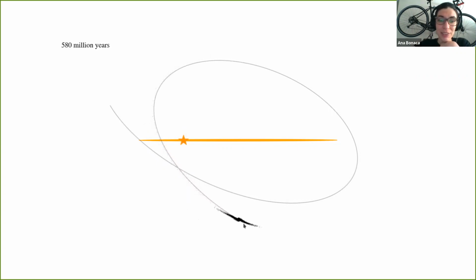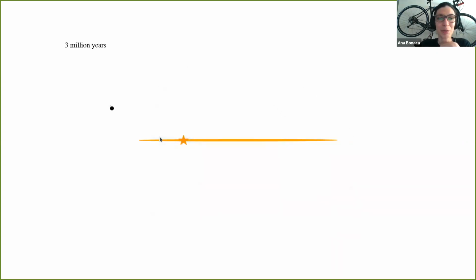And so stars leaving the cluster are doing so from the two Lagrange points, one that is at lower energies than the orbit of the cluster, and one at higher energies. I'll just replay this one more time.